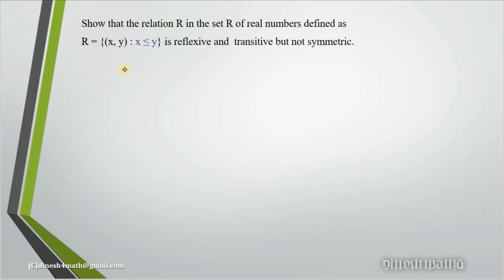One more question, similar in the same way. This is easier than the other two. So here the relation is given as x less than or equal to y. Show that the relation is reflexive and transitive but not symmetric. Now here comes the idea. See, reflexive means, I will not say 1 less than or equal to 1 and it is true.